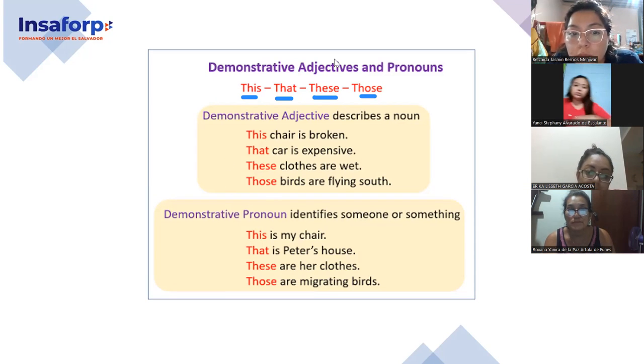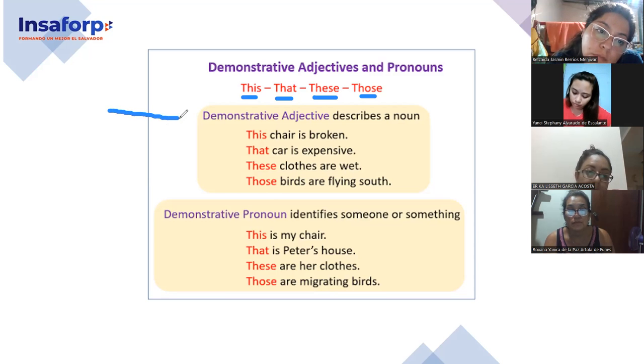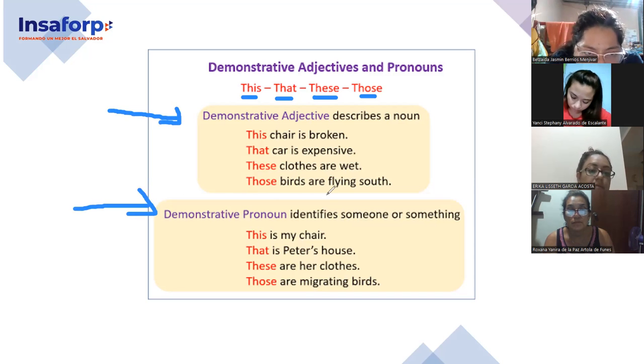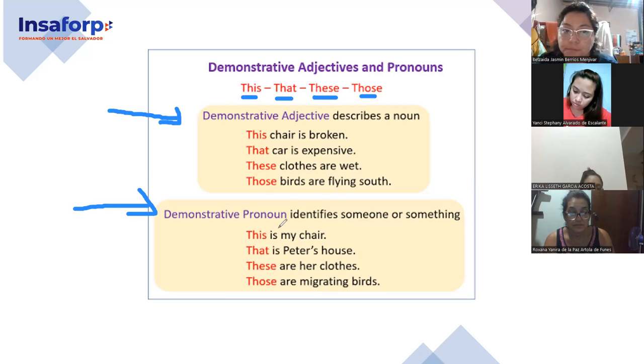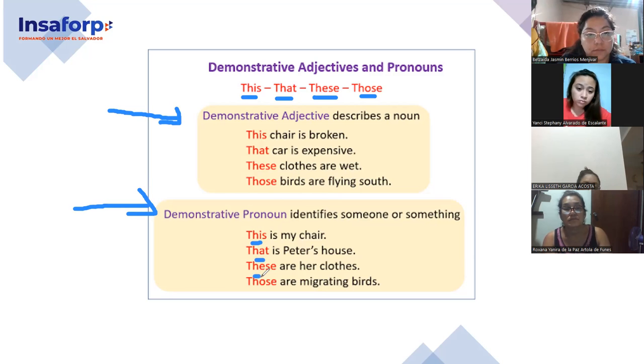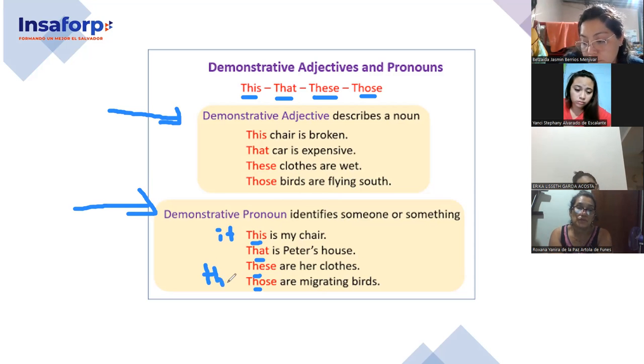Estos lo pueden definir dependiendo de, pues, cómo los ocupemos. Aquí tenemos demonstrative adjectives y aquí tenemos demonstrative pronouns. Pues, ¿cuál es la diferencia? Pues, aquí están trabajando como pronouns. ¿Qué es un pronoun? Un pronoun es it. Un pronoun es they.